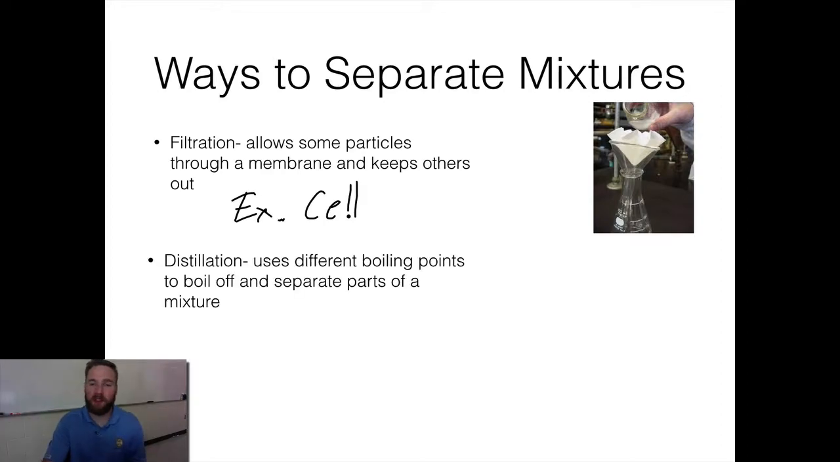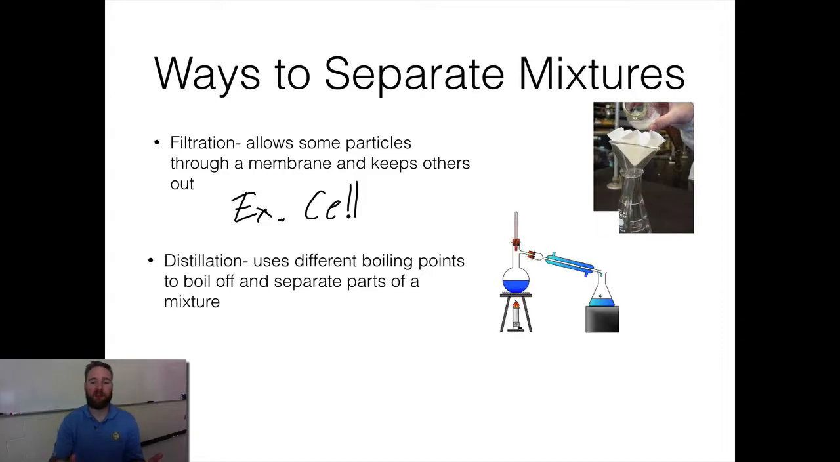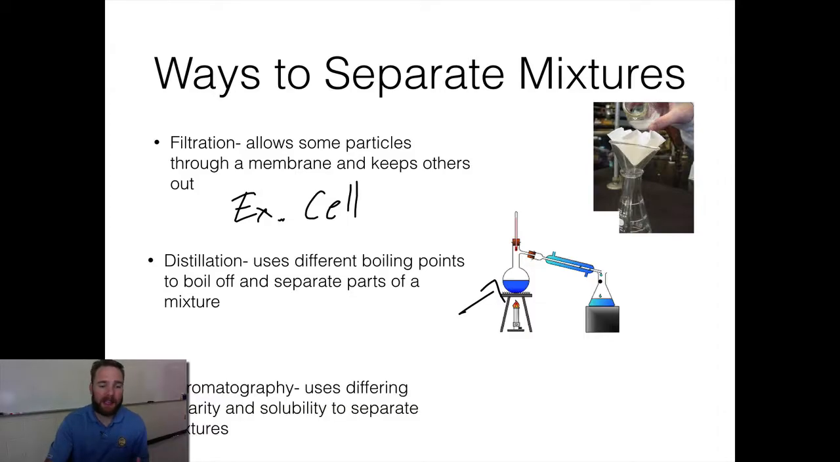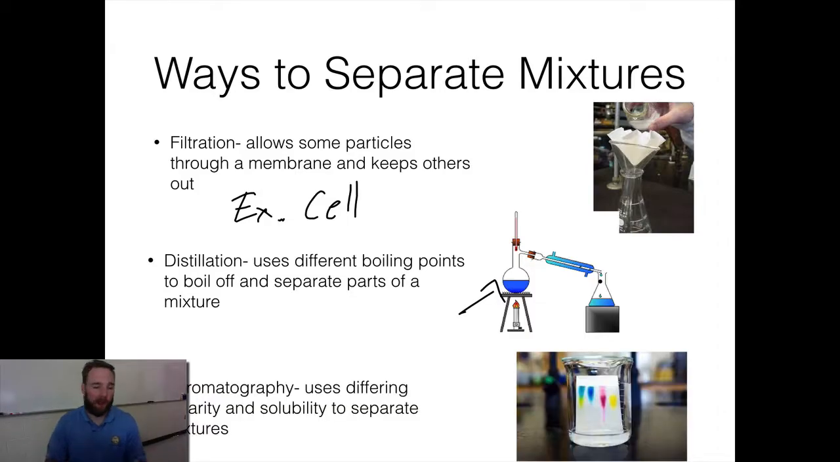Distillation. We won't use this year, but we'll talk about it a little bit. Distillation uses different boiling points to boil off and separate parts of a mixture. So this setup's really cool. Say we have some sort of substance in that flask right there. We can boil this off, and depending on the temperature, it will rise, and some of it will flow down this apparatus, and we can boil off different parts of a mixture depending on the temperature. And then lastly, chromatography uses differing polarity. We'll talk more about that word later. And solubility, again, how stuff dissolves to separate mixtures. We won't talk much about that this year, but we will discuss it every now and then.